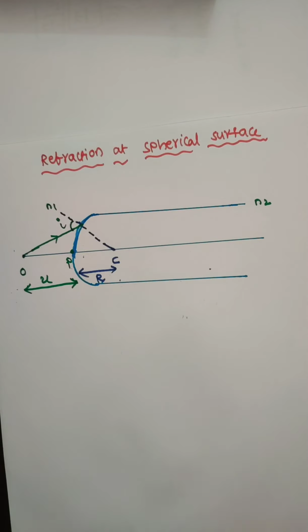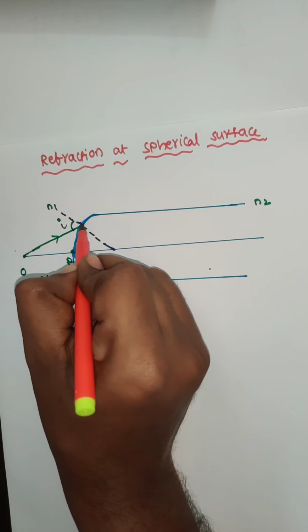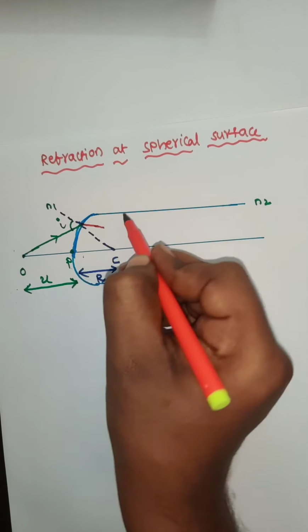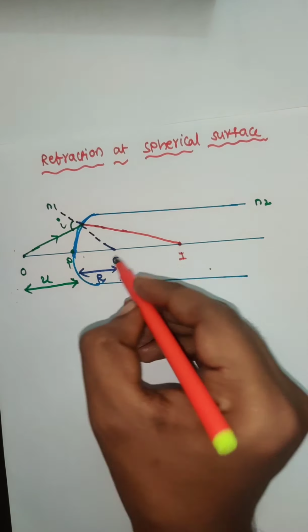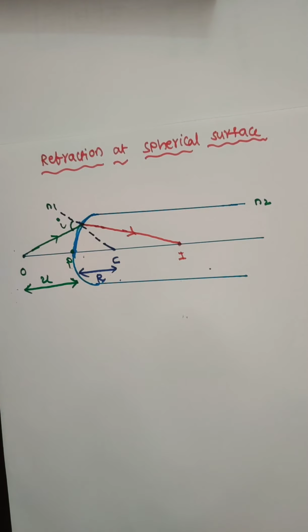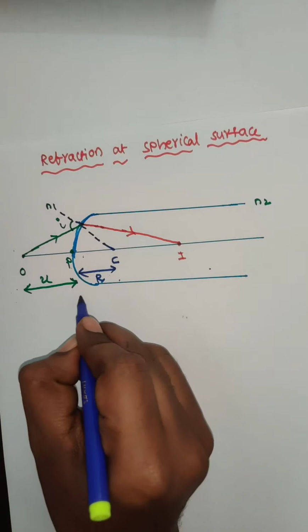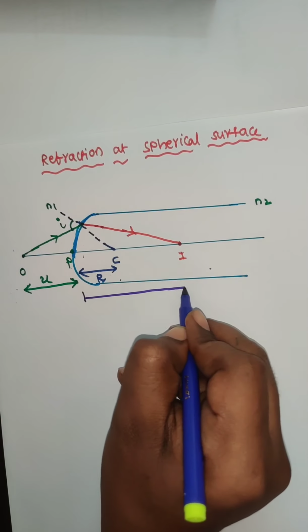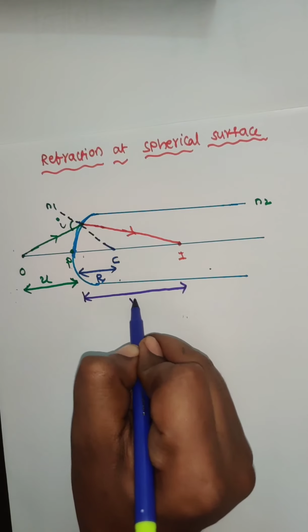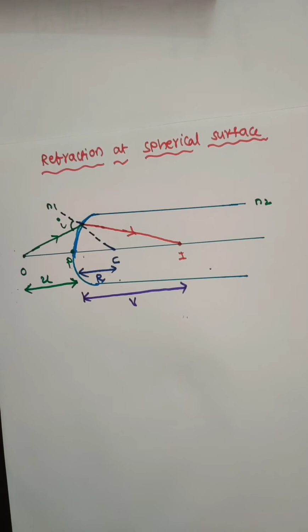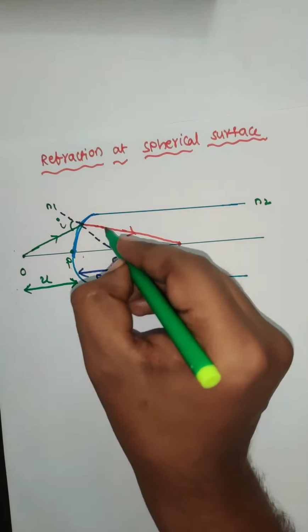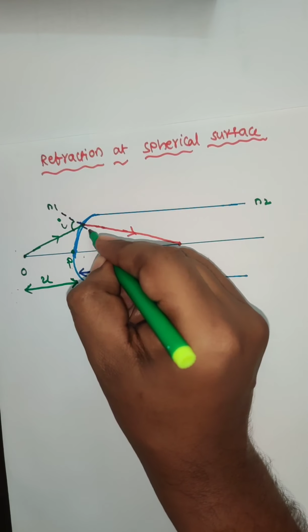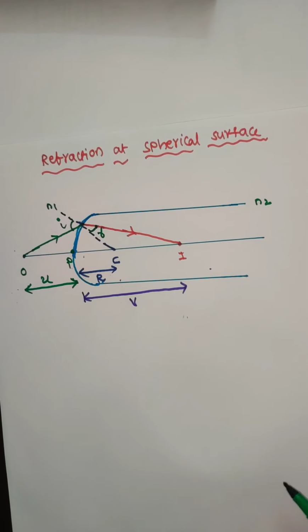Then the image is going to form in another medium, the denser medium. Here the image is formed. Consider this is the point I. The distance between the pole and the image is the image distance v. So if we take the angle between the normal and the refracted ray, this is the refracted ray, you can take the angle of refraction as r. Now here I am going to consider small angles.